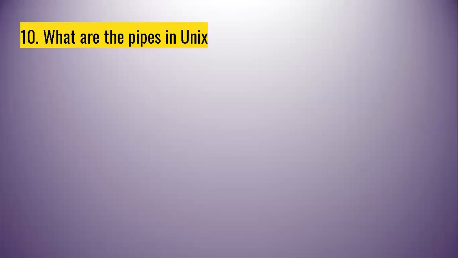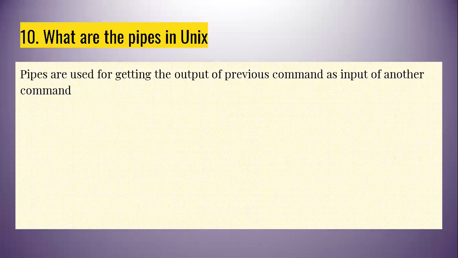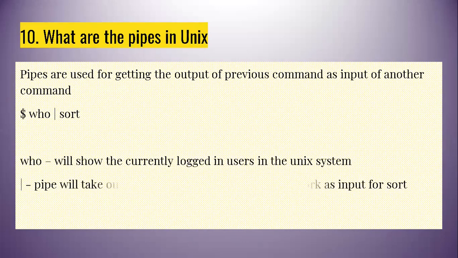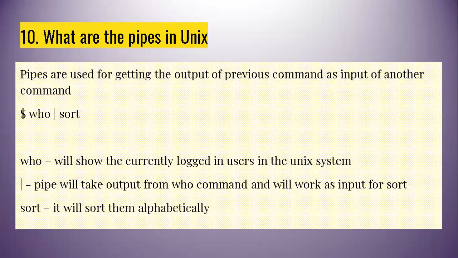What are the pipes in Unix operating system? Pipes are used for getting the output of a previous command as the input of another command. So if you talk about the example who and then sort, it will show all the users who are logged into the system, and then after that it will sort those users alphabetically. So the pipe here is an intermediator, we can say a connector between two commands. So output of who will act as input for the sort command.